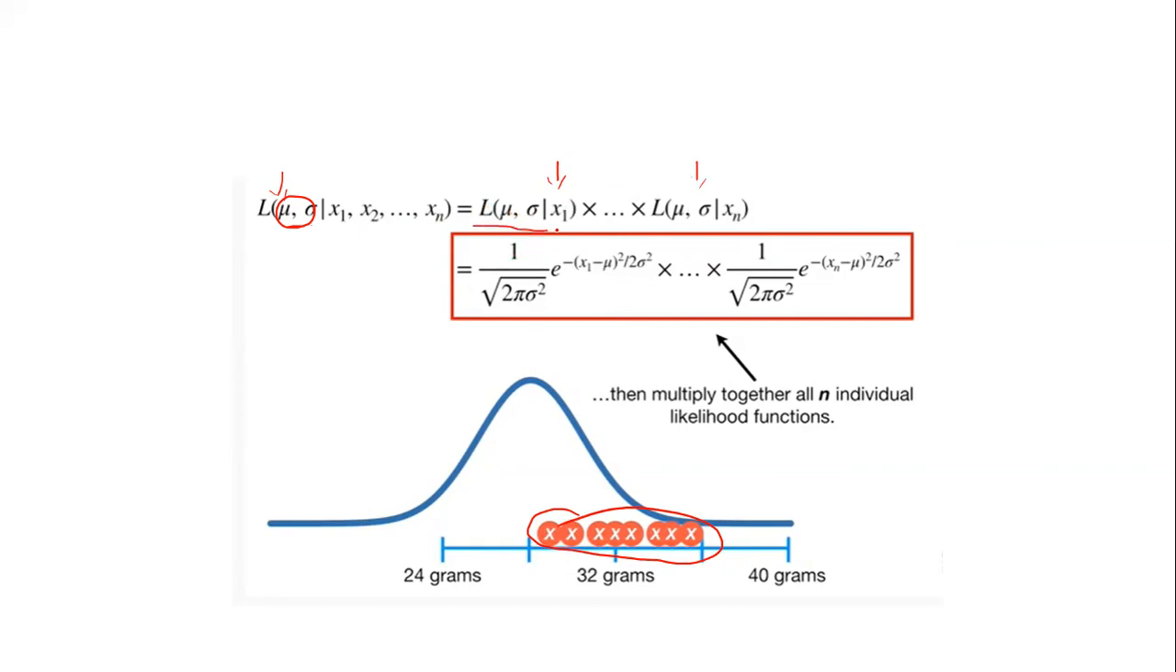So the likelihood of mu sigma for x1 is what? 1 by root of 2 pi sigma squared, e to the power minus (x1 minus mu) the whole squared by 2 sigma squared, times so on and so forth, 1 by root of 2 pi sigma squared, e to the power minus (xn minus mu) the whole squared by 2 sigma squared. When you solve this equation, you can estimate the likelihood and identify the maximum likelihood for the normal distribution.